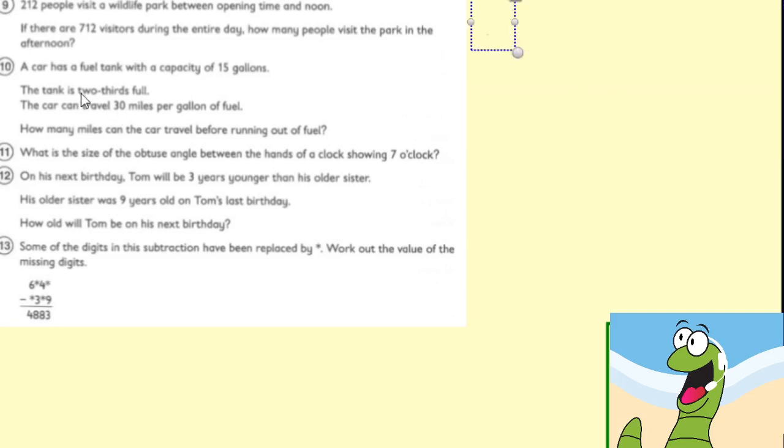Question 10. Car has a full tank of fuel with a capacity of 15 gallons. So 15 gallons in total. Tank is 2/3 full. Car can travel 30 miles per gallon on fuel. How many miles can the car travel before it runs out of fuel? So we need to find out how much fuel is in the tank at 2/3. Well, at 15 gallons, we split that into thirds. How many times does 3 go into 15? Well, it goes 5 times. 1/3 is 5, 2/3 is 10, 3/3 capacity is 15.